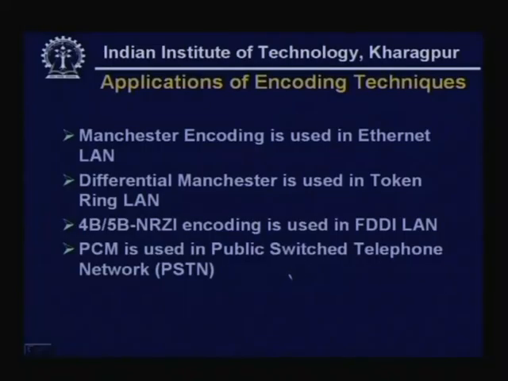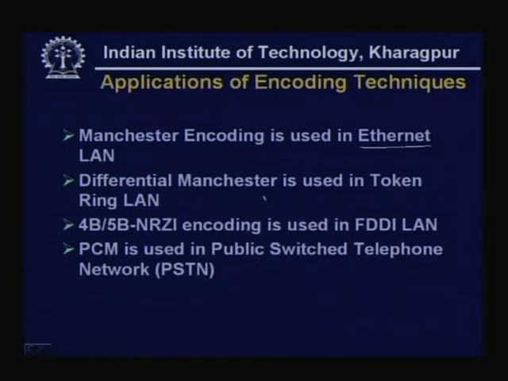So, we have discussed various techniques for encoding digital data to digital signal and also for encoding analog data to digital signal. So, both types of encodings we have discussed. Let us look at some application examples. We have discussed Manchester encoding. We shall find that Manchester encoding is used in Ethernet LAN. Later on we shall discuss it.